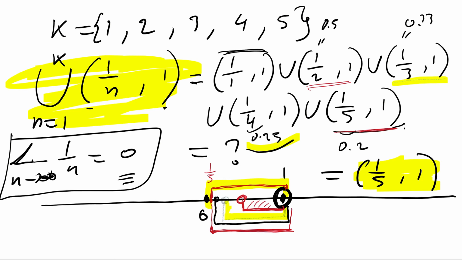If it was the intersection, it should be this part, because we want something that covers all the set. But since it's the union, we have to pick the largest part of the set. So the union of the sets gave you this.